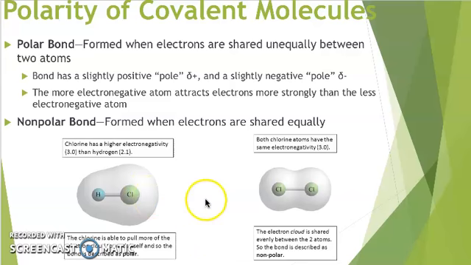A nonpolar bond is formed when the electrons are shared exactly equally. That's usually seen most often when you have the exact same element bonded to itself, because it has the same electronegativity.